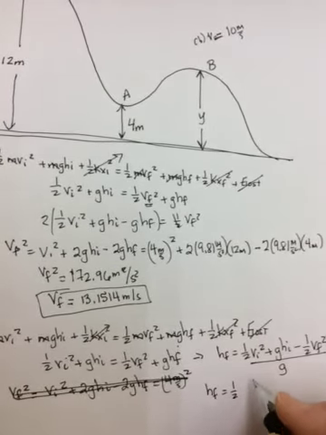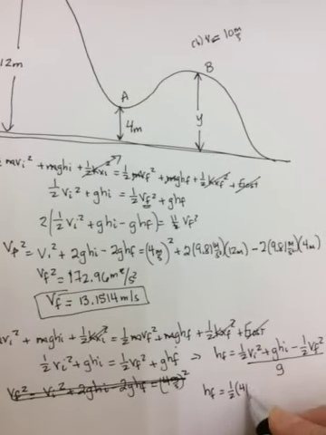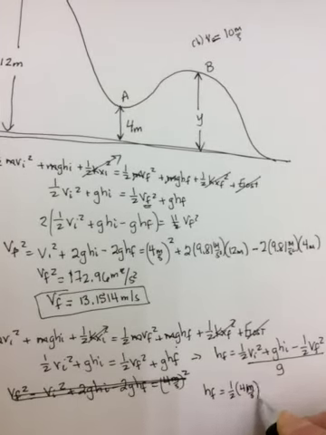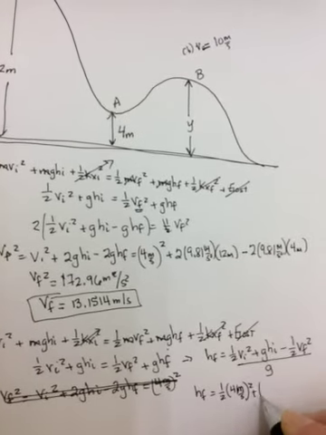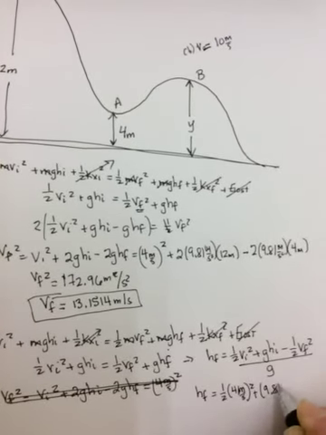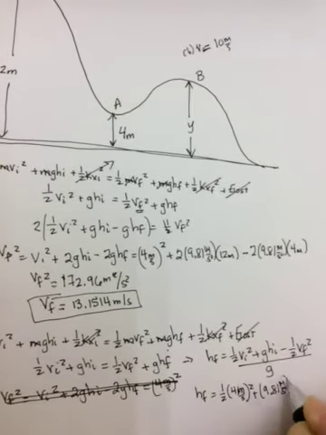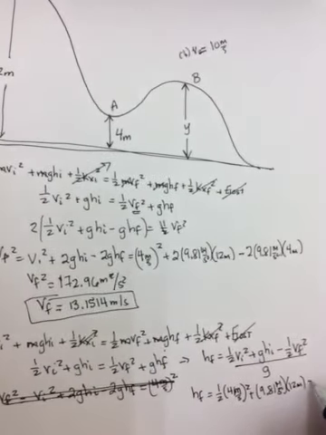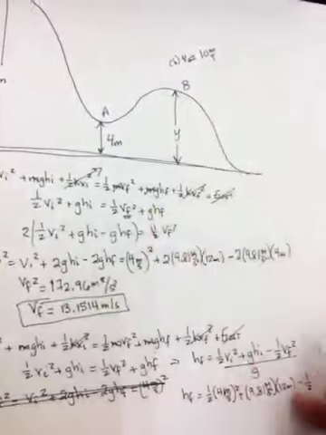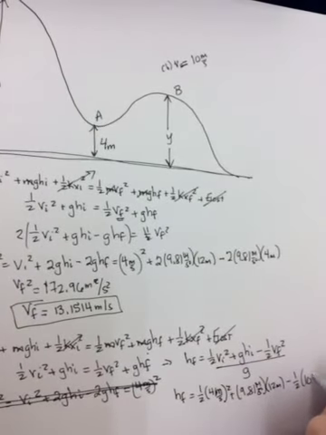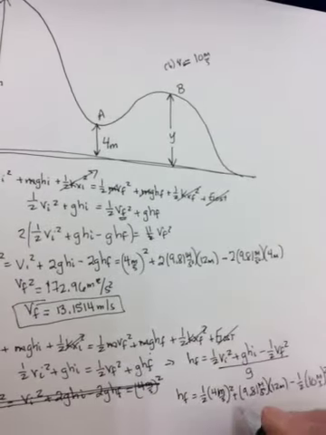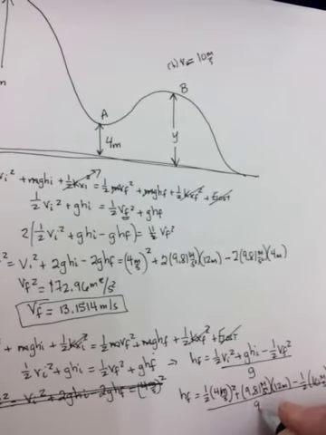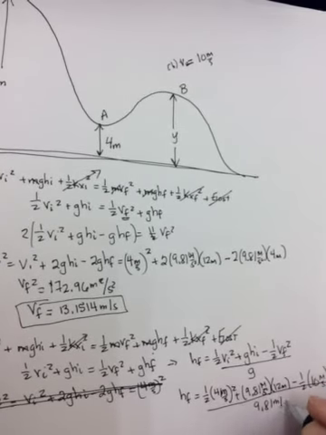The speed at the top was 4 meters per second squared plus 9.81 meters per second squared. The H initial was 12 meters minus 1/2. The speed here was 10 meters per second squared divided by 9.81 meters per second squared.